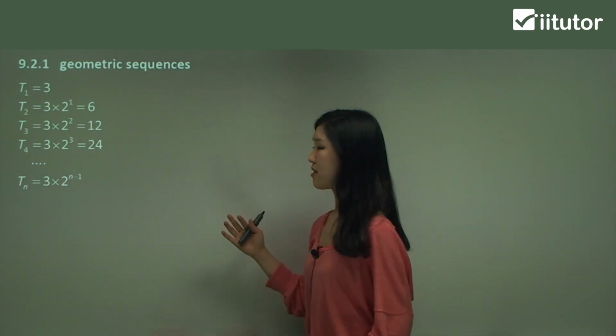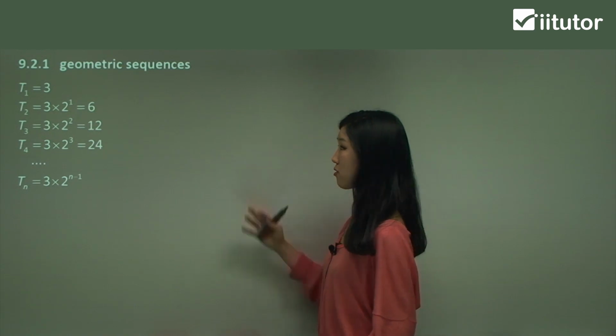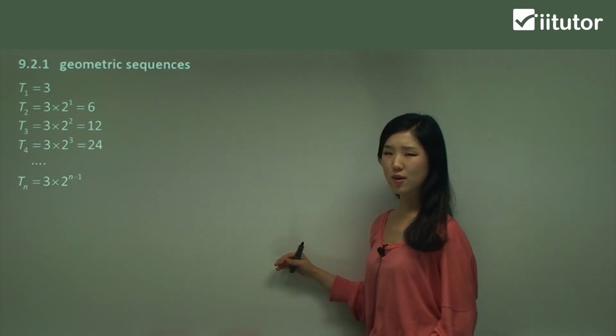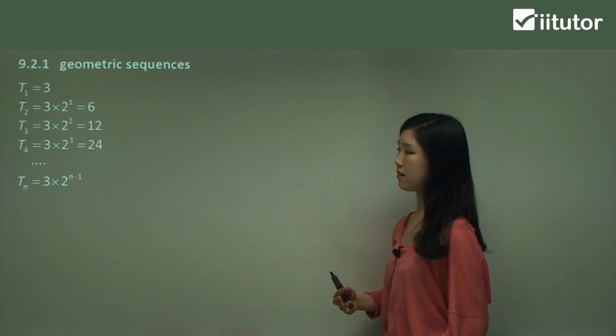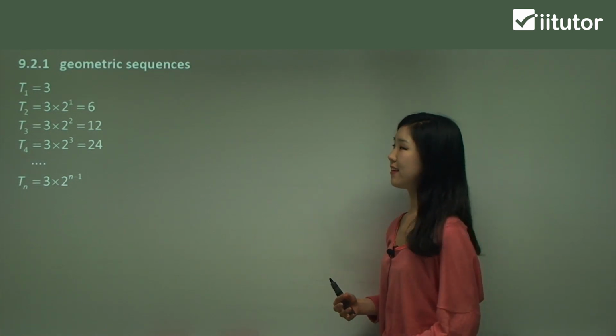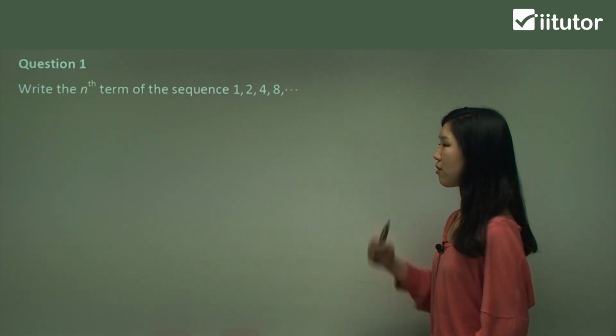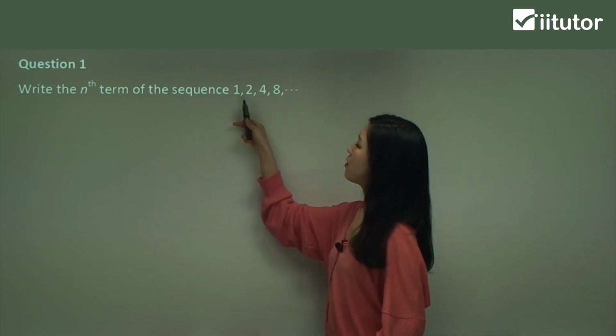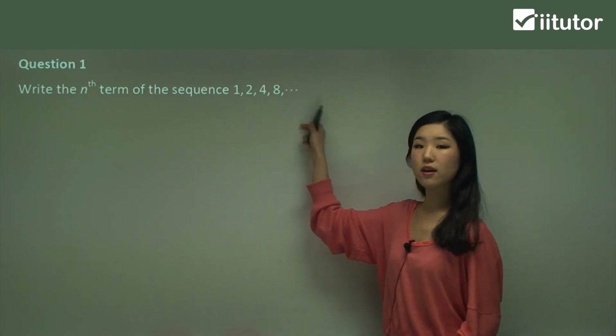Okay, so that's the kind of pattern you can think of as one of those geometric sequences. I hope you get some idea of what that is now. So let's try some questions. Starting with question 1, write the nth term of the sequence 1, 2, 4, 8, etc.